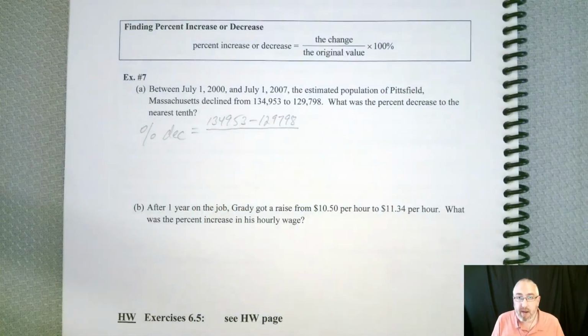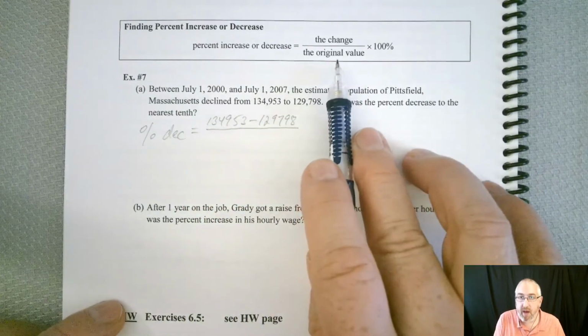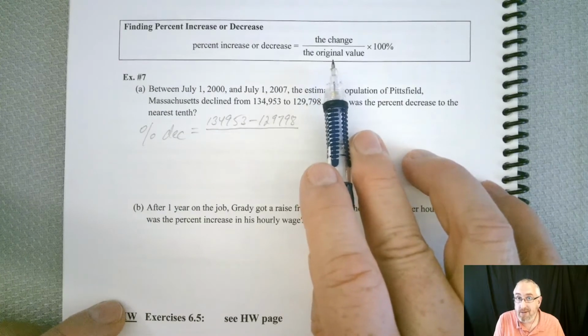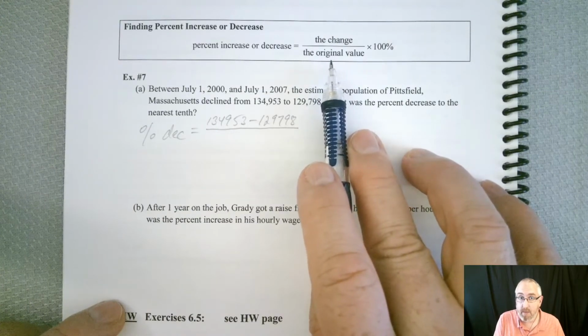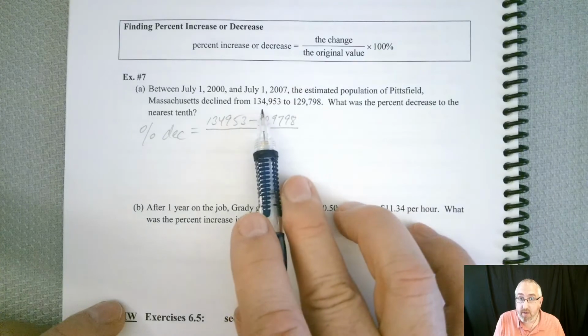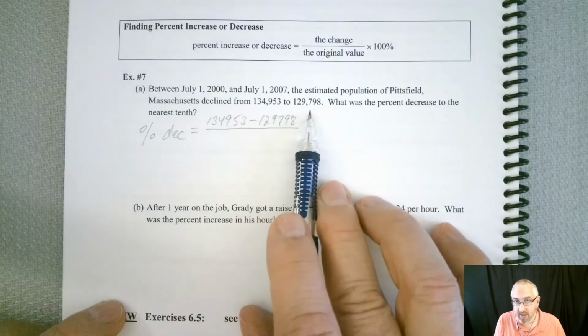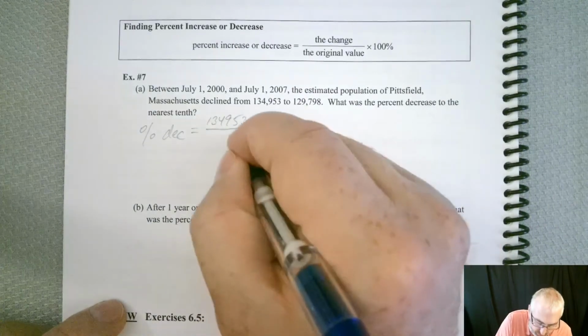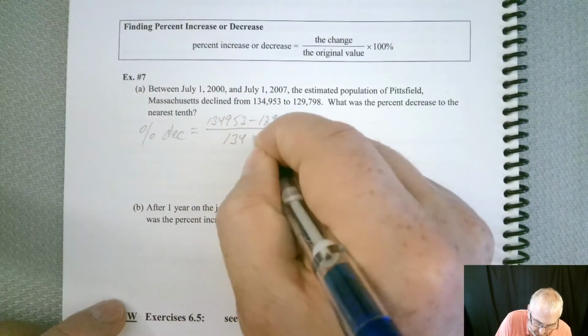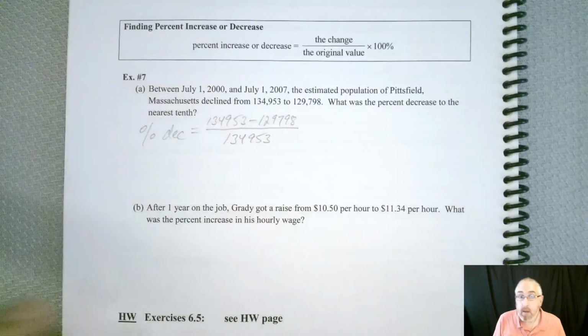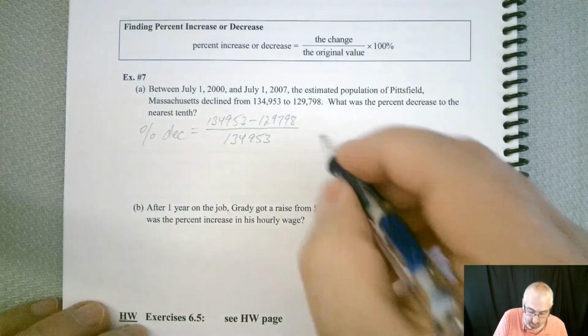But what are we going to divide it by? What was the original value before it changed? That's what they're asking for. So it was the 134, and then it changed to this. So the 134 value has to go on the bottom. And now we're on our way.